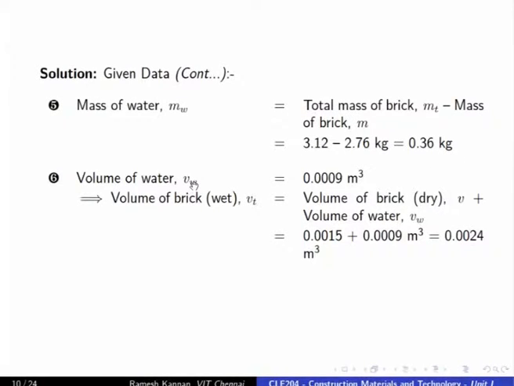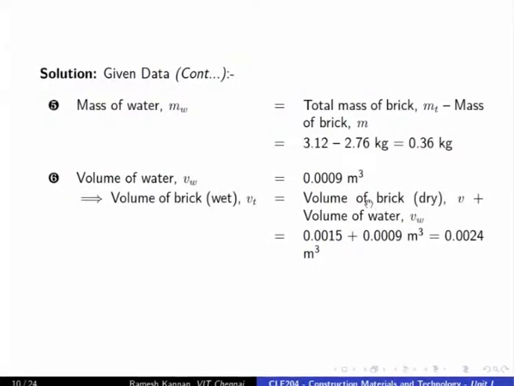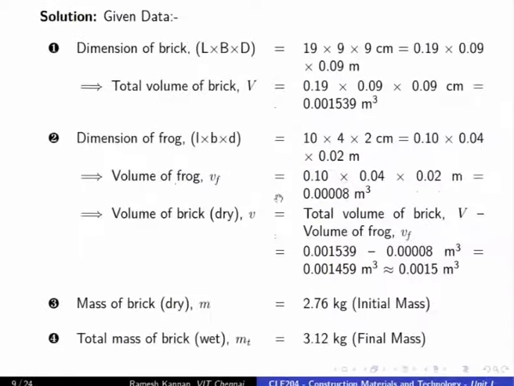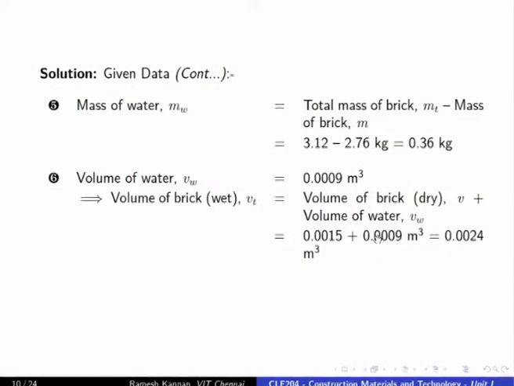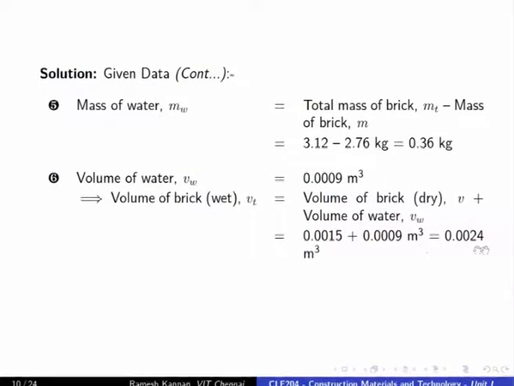Similarly, the volume of the water is obtained from the given data, and the volume of the brick in the wet state is found out using the volume of the brick in the dry state plus the volume of water. We also know that the volume of the brick in the dry state is 0.001539 meter cube, and the volume of water is given in the question, that's 0.0009 meter cube. And totally we have 0.0024 meter cube. This is the total volume of the brick in wet condition. Once you have formulated all those things, putting in an equation is not a very big deal.